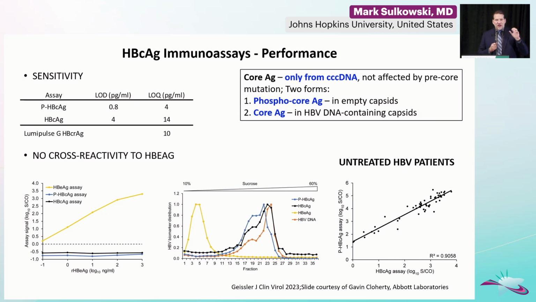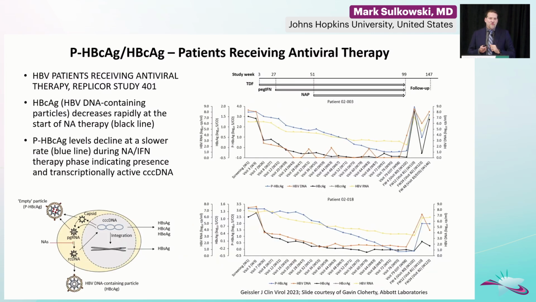And what they demonstrate on the upper left is increased sensitivity compared to correlated antigen, particularly if you look at the lower limit of detection, potentially a more sensitive assay. These correlate quite well. To the lower right, the P core antigen and the standard hepatitis B core antigen correlate, and there's no cross-reactivity with E antigen, suggesting the potential for increased performance.